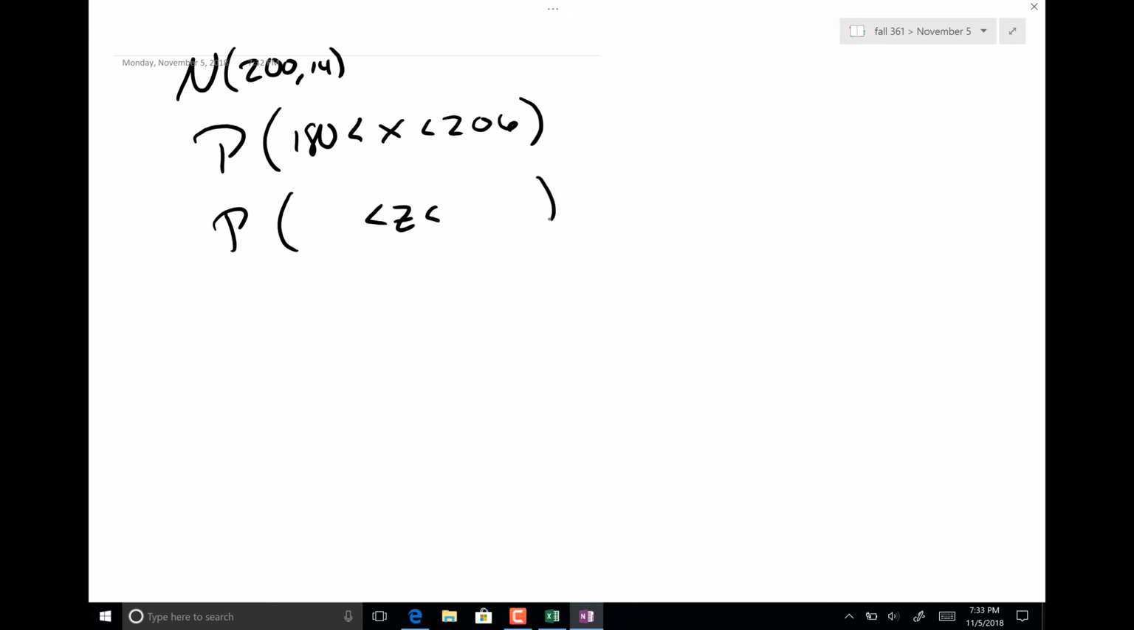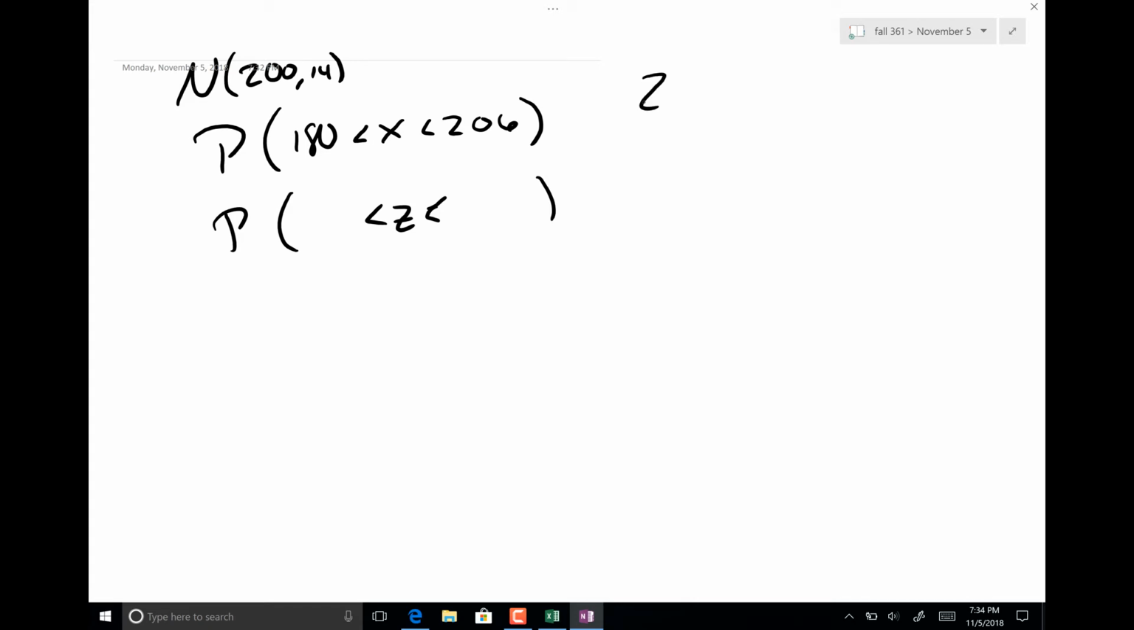Okay? Now, quick question here. Does it matter if I include the equal to's or not? Does it matter if I include them or not? A normal person would think that. And normally you'd be right if it was a discrete distribution, yes? But because it's continuous, the probability that it equals 180 is 0. So whether you include it or don't include it doesn't make any difference, right? Because it's continuous. Okay, so don't be weirded out by that.